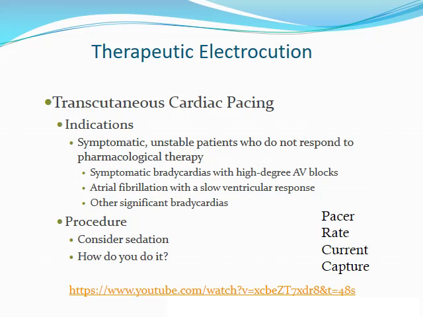Unless they have a high degree AV block, which is a type 2 second degree or third degree, we can go straight to pacing. So, the 4 steps for pacing are pacer, rate, current, capture. We're going to make a heart sandwich. We're going to turn on our pacer, set the rate between 60 and 70. And some books say at least 20 beats faster than their initial rate, but in between 60 and 70.